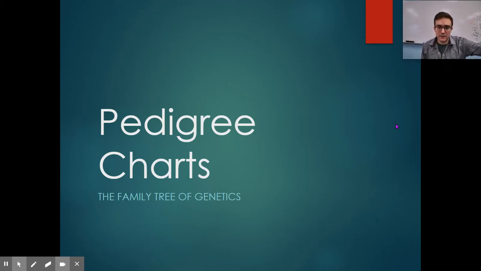So today we're going to talk about pedigrees and how you read a pedigree and determine the inheritance of a trait through pedigrees. What they are is the family tree of genetics. They're what allows us to make really good predictions about inheritance moving forward with certain families.